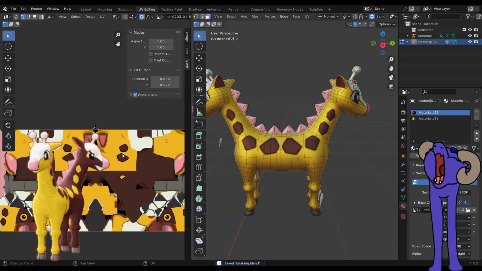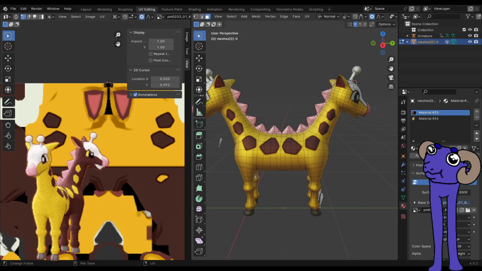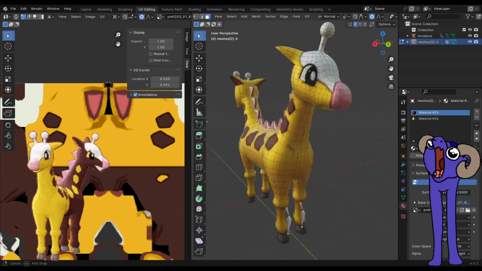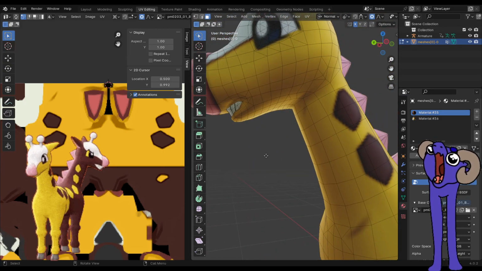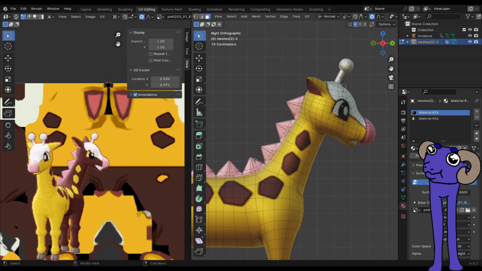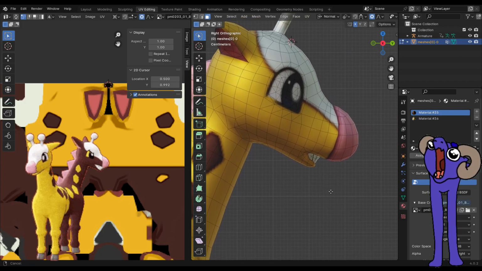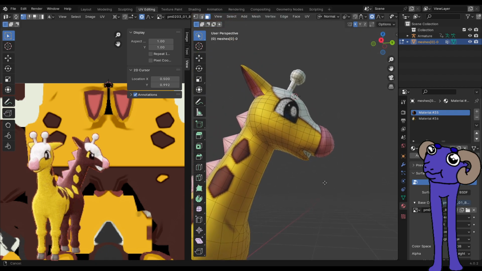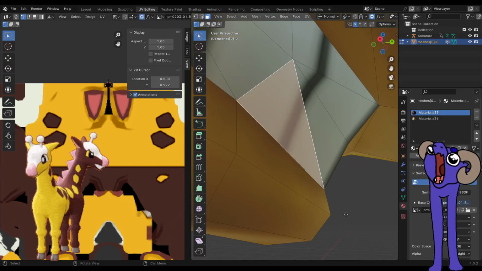So far, this is going really good. Still need to work out how to do that mouth properly, because that's not right. That mouth just ain't right. God dang it, Girafarig. Maybe I should just more aggressively remodel the mouth.